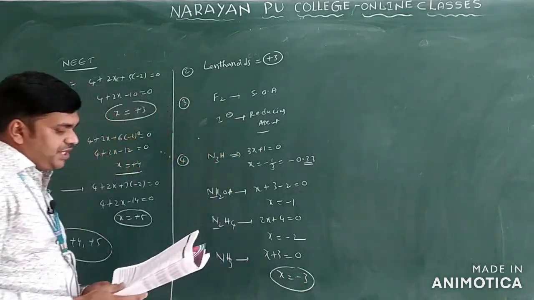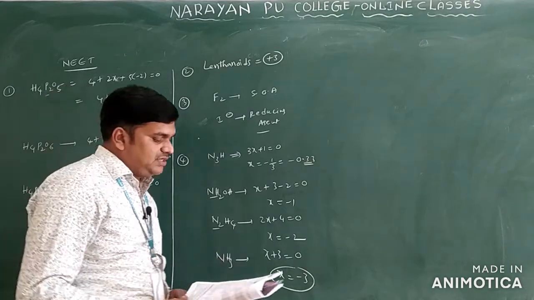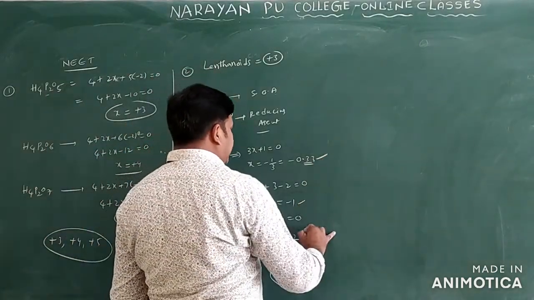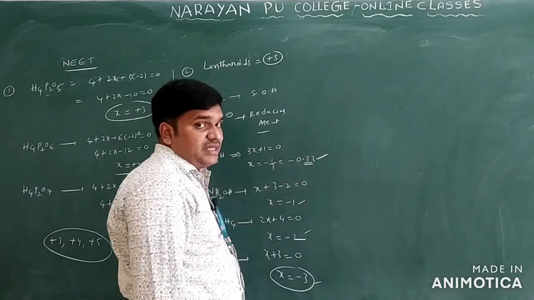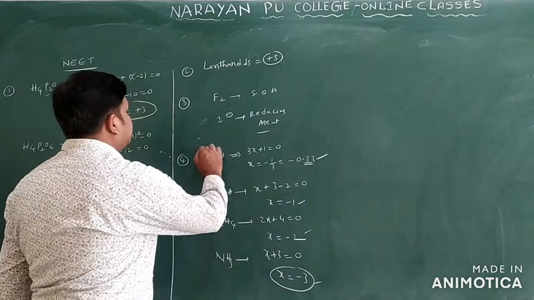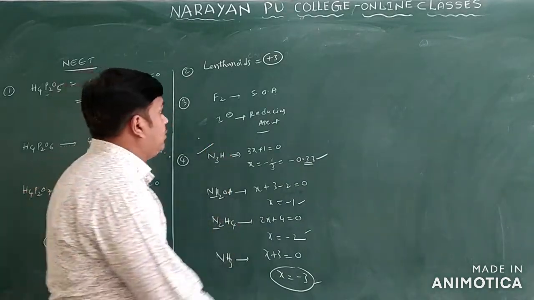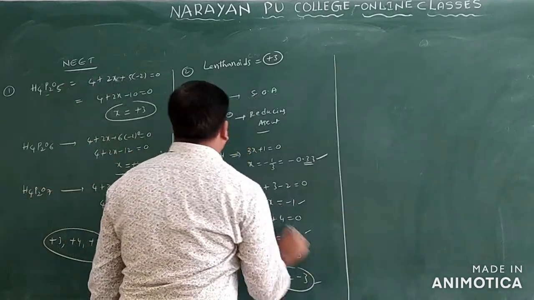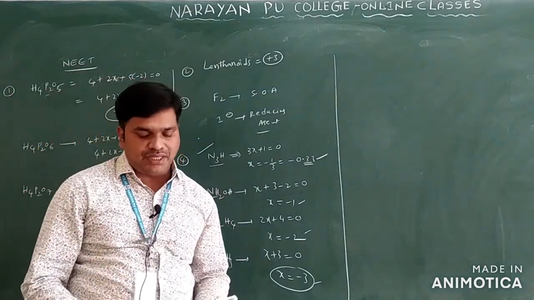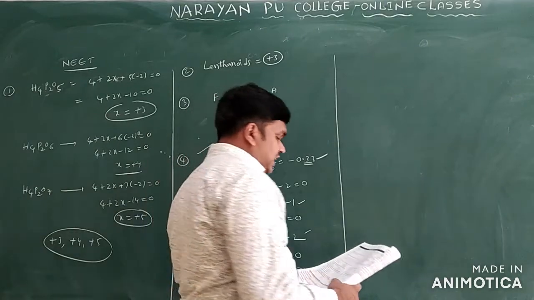So the question is: in which of the following compounds does nitrogen exhibit the highest oxidation state? Here we have minus 0.33, minus 1, minus 2 and minus 3. Which is the highest oxidation state? That is minus 0.33. That is from option 1, which is N3H only. What is the name of this N3H? Hydrazoic acid only.